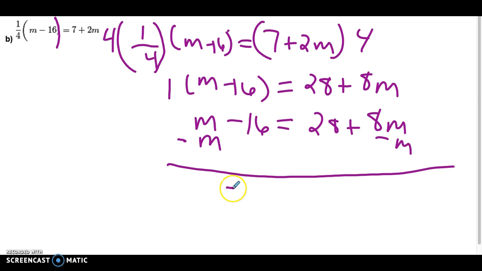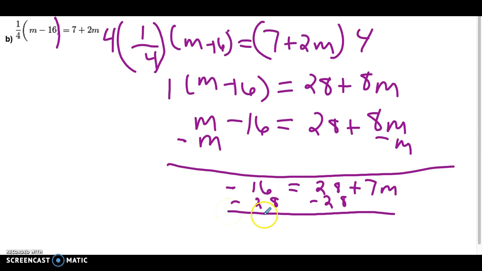I'm going to get negative 16 equals 28 plus 7m. Then I'm actually going to subtract 28 from both sides. And I'm going to get negative 44 equals 7m.